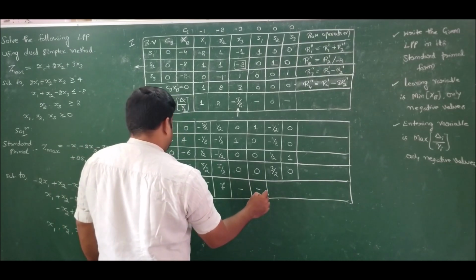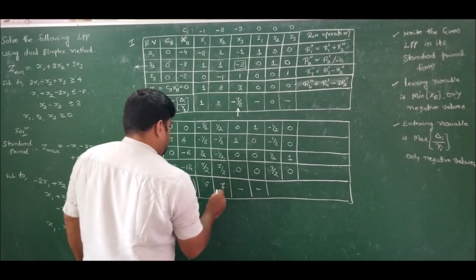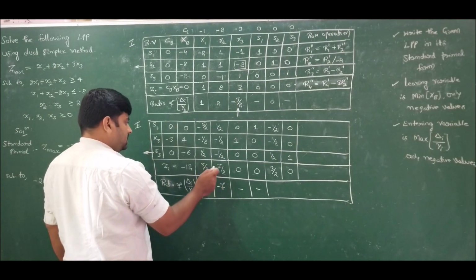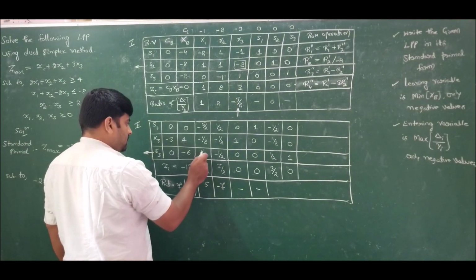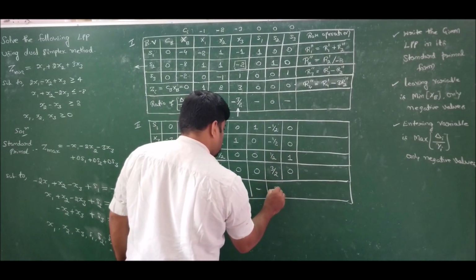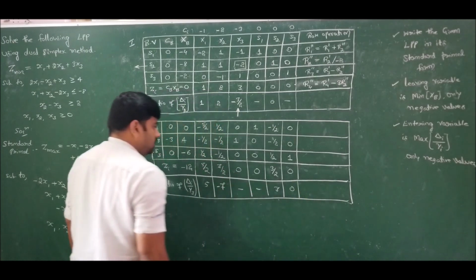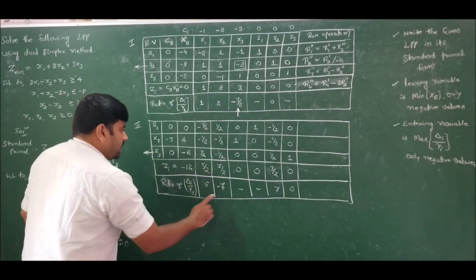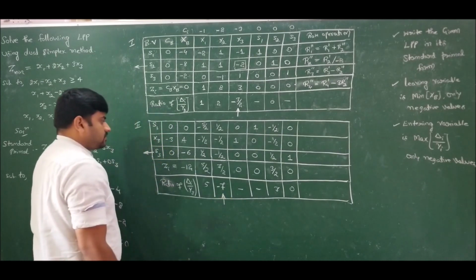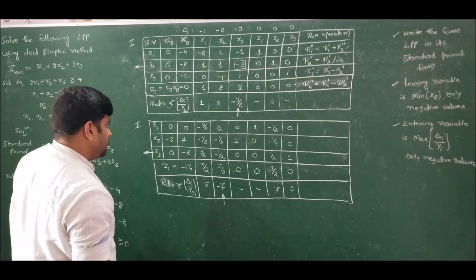Here we have minus 1 by 2, so therefore this should be minus 7. This is plus 5, this is minus 7, and then we have plus 3, 0. Done. Now we have only one negative value, that is -7. So therefore the entering variable will be x2, leaving is s3.